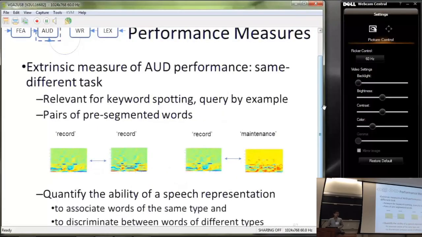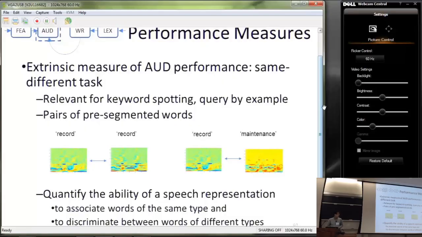So far, we have presented the results of using normalized mutual information to evaluate the performance of AOD. Besides, we are also interested in going beyond the transcribed phones and being able to do some extrinsic measure of AOD performance, for example, the same-different task. The idea is, given a pair of acoustic segments, we want to tell if those segments contain the same word or not. This is relevant to query-by-example keyword spotting.